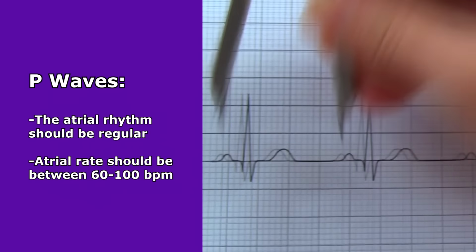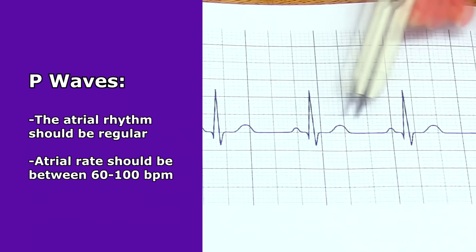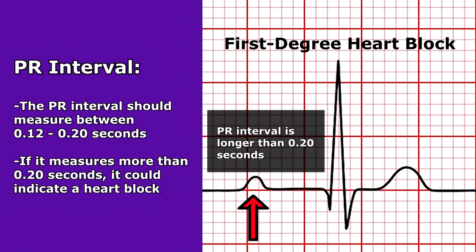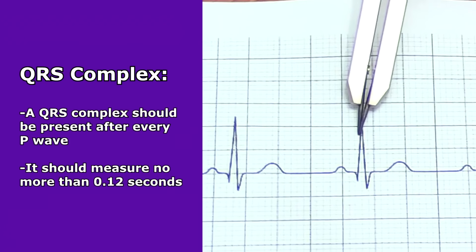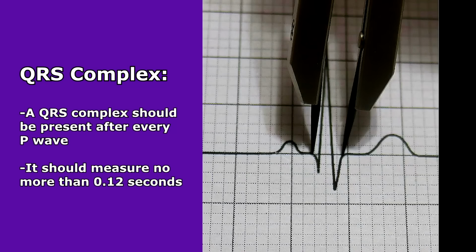So the atrial rhythm for normal sinus rhythm should be regular, and the rate should be anywhere between 60 to 100 beats per minute. Also, when you look at the PR interval, it should measure between 0.12 to 0.20 seconds, and if it measures greater than 0.20 seconds, you could be dealing with a heart block. And then when you look at the QRS complexes, there should be one present after every P wave, and they should measure no more than 0.12 seconds.